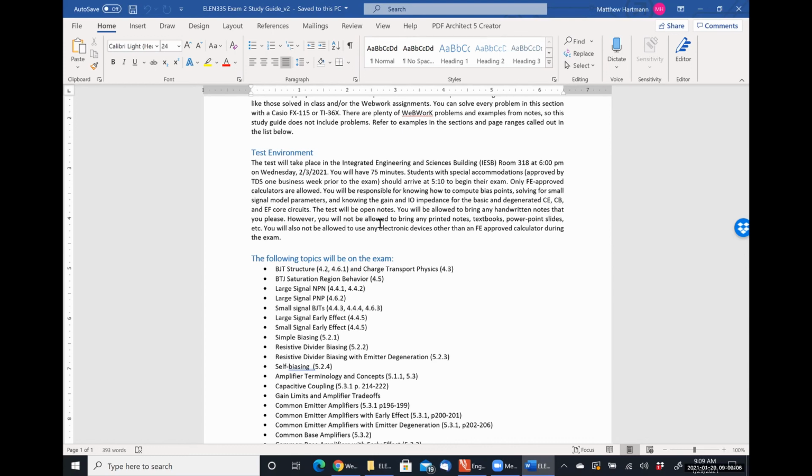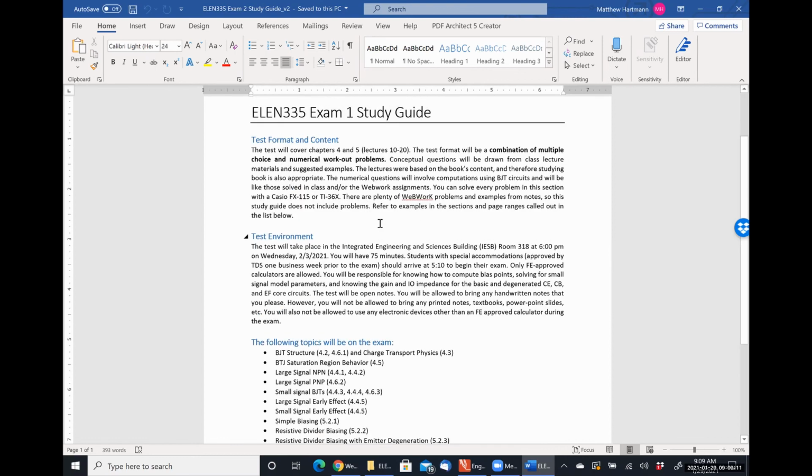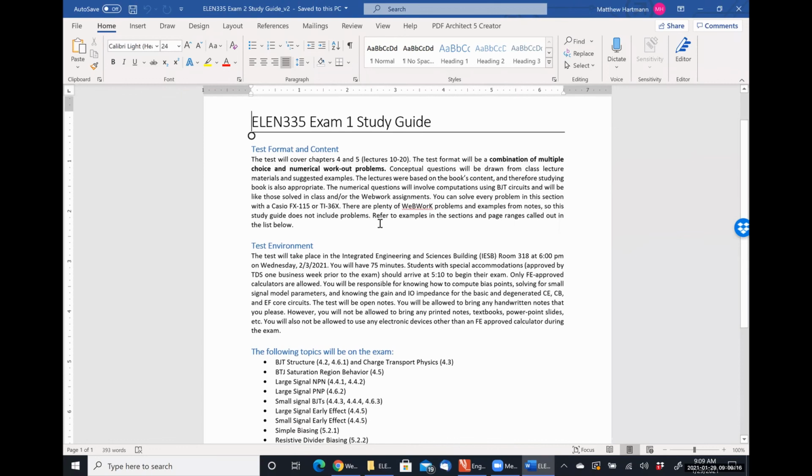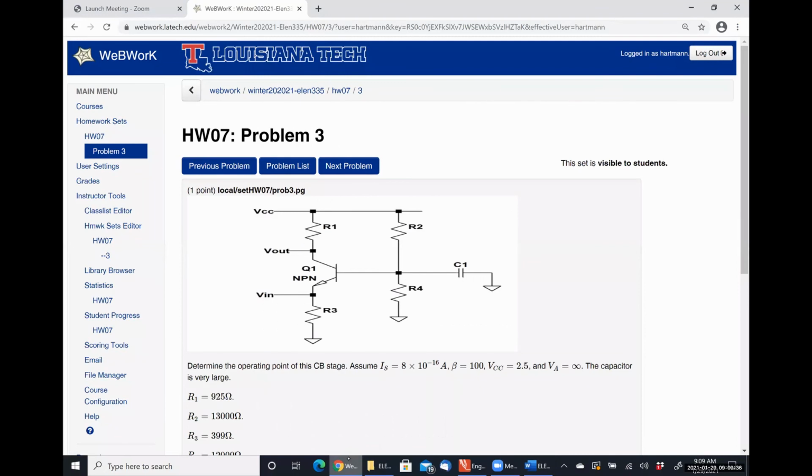Any questions with regards to the examination? I believe it even says up here, the test environment: IESB 318 at 6 p.m. on Wednesday, 2/3/2021. So we have the date, we have the time, we have the restrictions on what you can and cannot bring to the exam. We good?